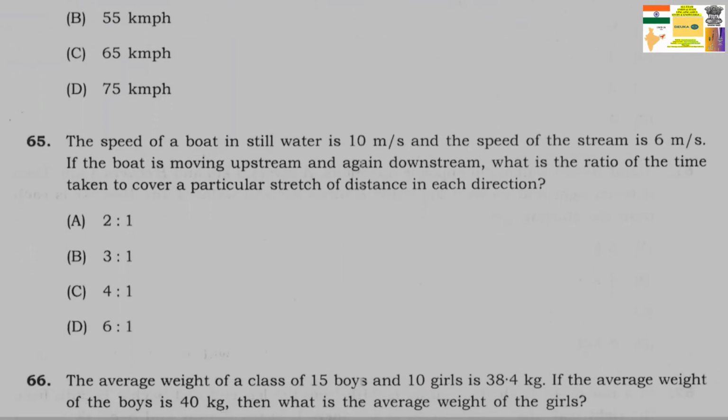65. The speed of a boat in a still water is 10 meter per second and the speed of the stream is 6 meter per second. If the boat is moving upstream and again the downstream, what is the ratio of time taken to cover the particular stretch of distance in each direction? Option A is 2:1, option B is 3:1, option C is 4:1, option D is 6:1. Answer is option C, that is 4:1.